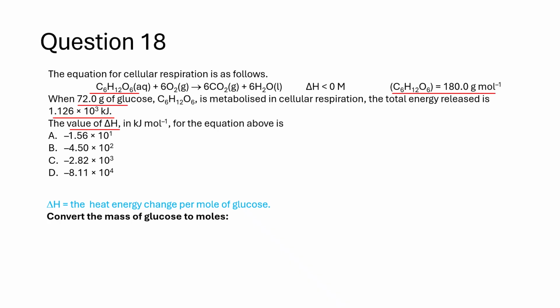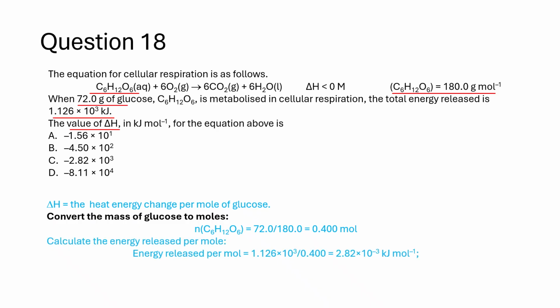Convert the mass of glucose to moles. Divide the given mass, 72.0 g, by the molar mass of glucose, 180.0 g per mole, to find the amount in moles. Calculate the energy released per mole. Divide the total energy released by the calculated number of moles.